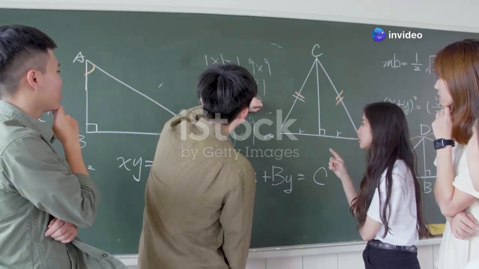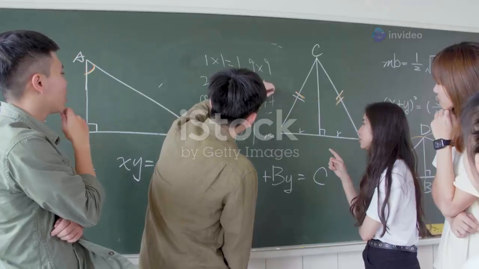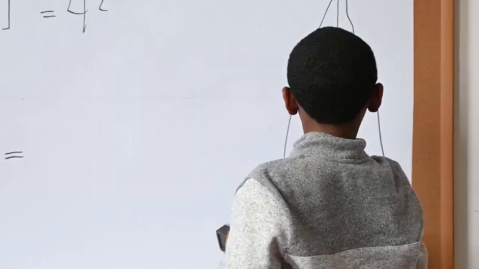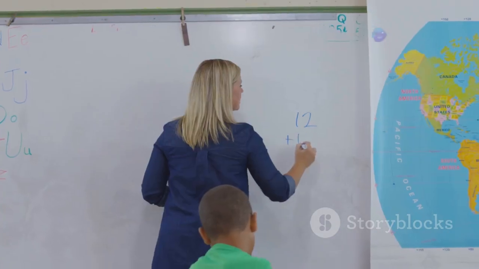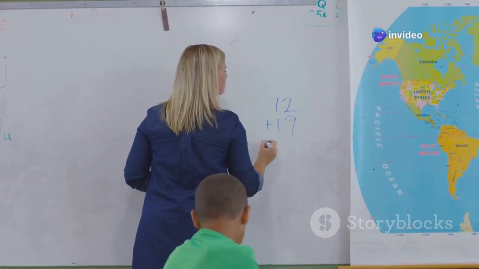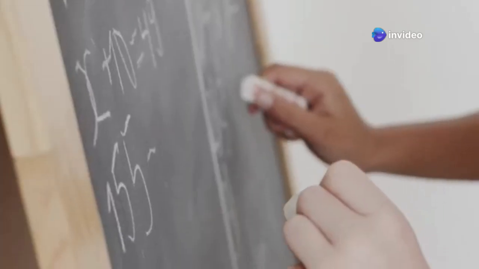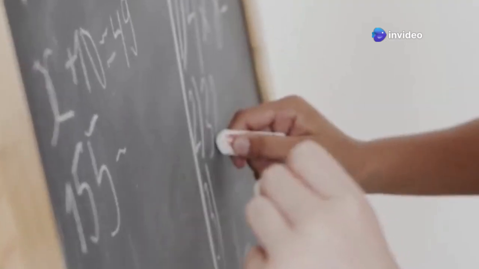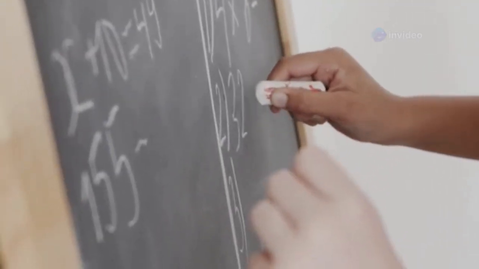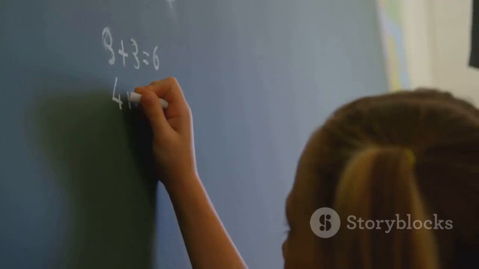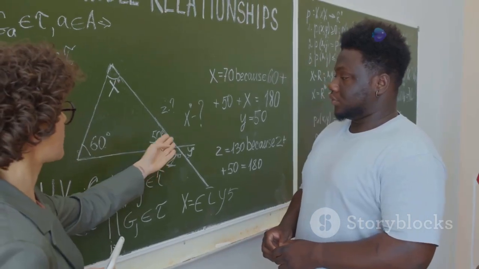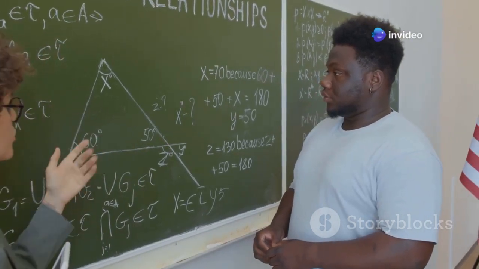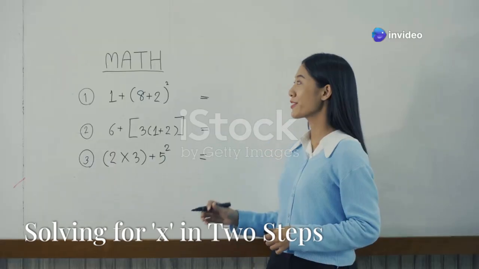Equations might seem intimidating, but they're just about finding the value that makes the equation true. Let's solve the equation 2/3 x equals 4/5. To isolate x, we need to get rid of the fraction 2/3. We can do this by multiplying both sides of the equation by the reciprocal of 2/3, which is 3/2. This simplifies to x equals 12/10. Simplifying the fraction, we get x equals 6/5 or 1 and 1/5.